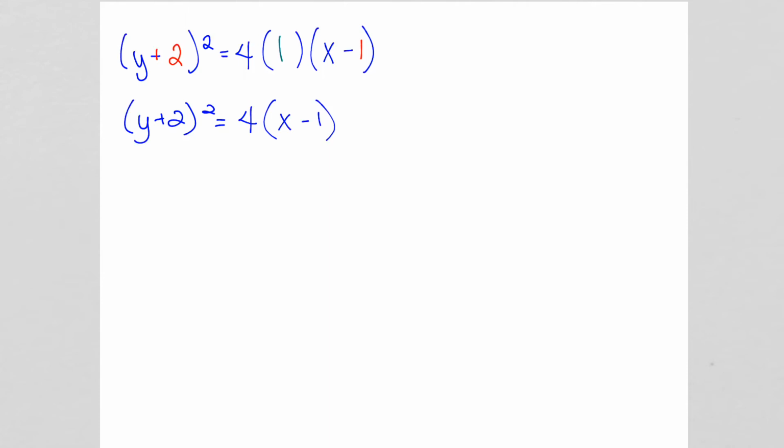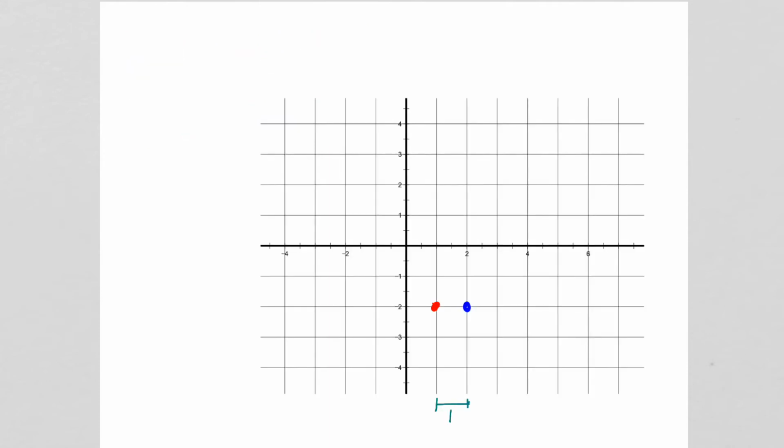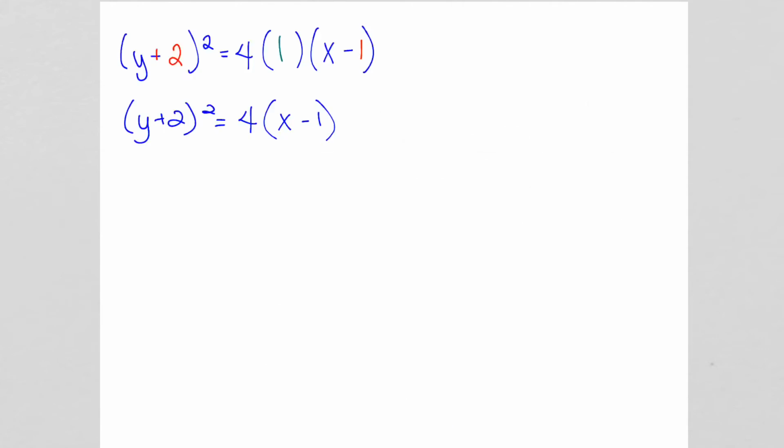Okay, so we found our equation. It wants us to graph it. If we're going to graph it, then we need to know 2 points. So to find our 2 points, we need to plug in where x is 2.